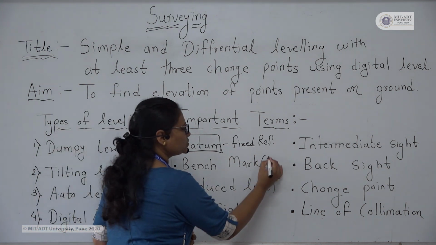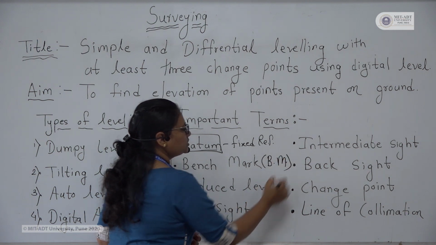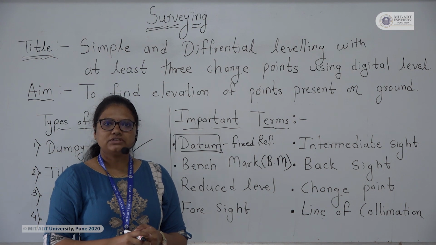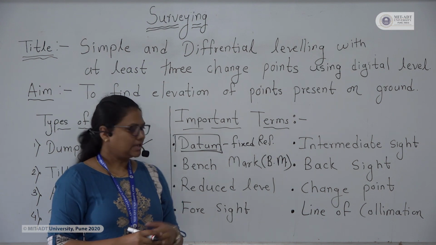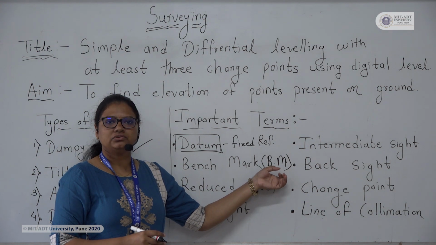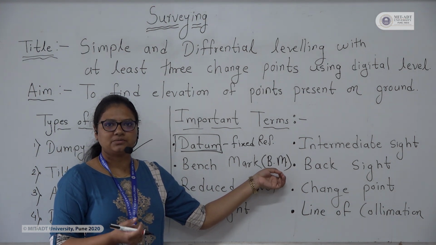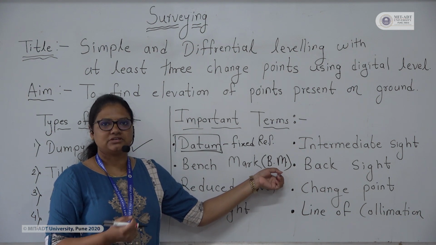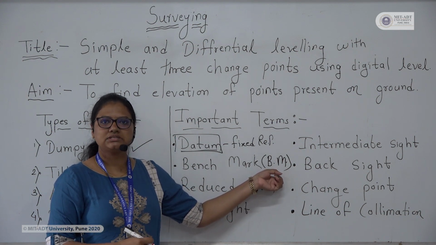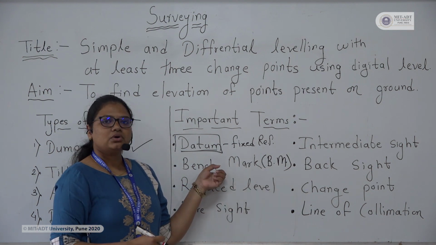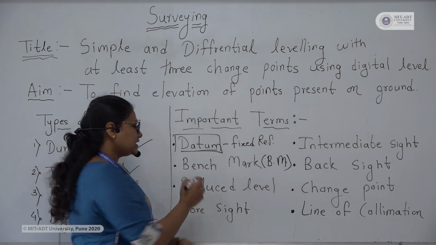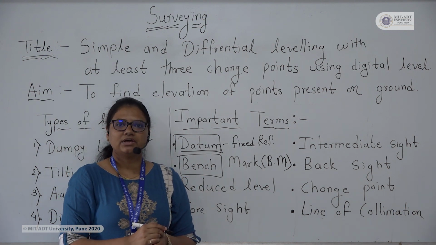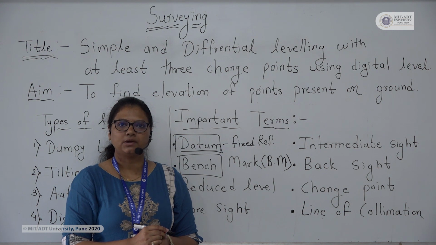The second most important point is the benchmark. In short, it is also called the BM. A benchmark is a fixed reference point from which we measure the distances. The benchmark is divided into 4 categories: temporary benchmark, permanent benchmark, geodetic benchmark, and arbitrary benchmark. Whenever you are dealing with leveling, the first step will be fixing the benchmark, because from this fixed elevation we have to measure the elevations of different points.